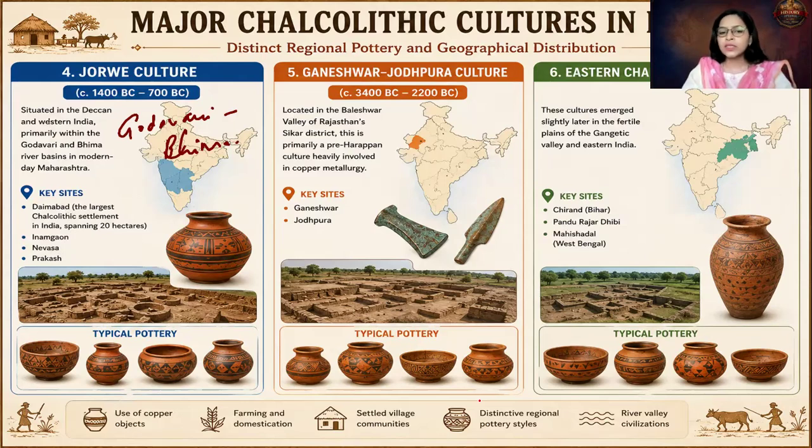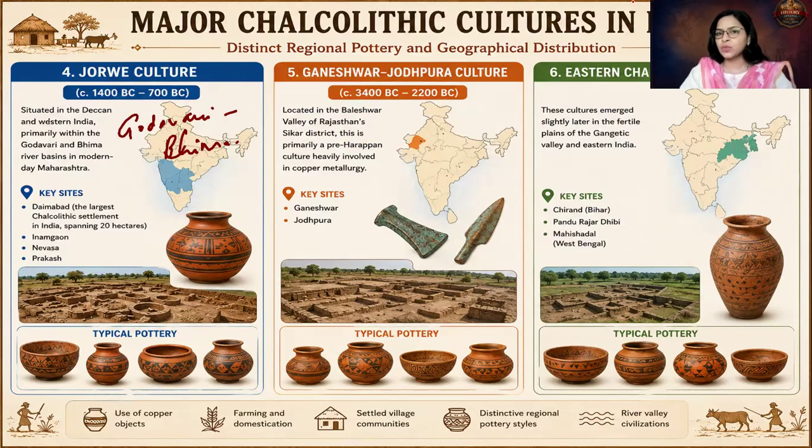Next is the Ganeshwar Jodhpura culture. This is the earliest Chalcolithic culture. Can you see the timeline? 3400 BCE, the beginning of the Chalcolithic age begins with the Ganeshwar Jodhpura culture and went up to 2200 BC. It is located in the Baleshwar Valley of Rajasthan's Sikar district, and this is considered to be pre-Harappan. The two important sites are Ganeshwar and Jodhpura. Which valley? Baleshwar Valley, that you need to remember. The name of the culture itself represents the sites.